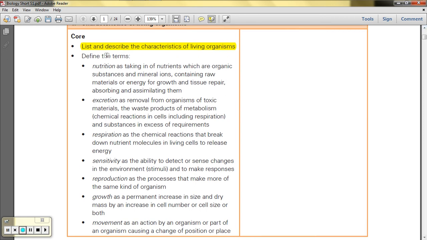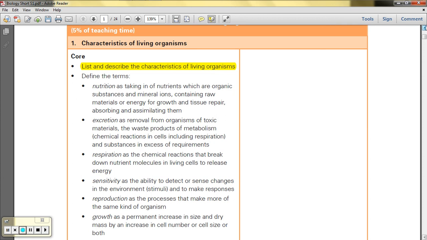You need to be able to list and describe the characteristics of living organisms, and you need to be able to define them. And that, for biology, actually all of them, the first section is rather easy. A fun assignment to do is just to turn these into flashcards. It makes life a million times easier. So that's bio section 1.1.